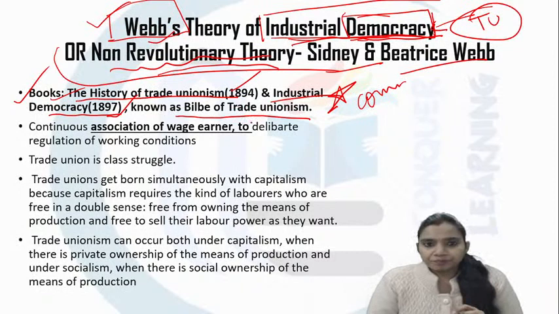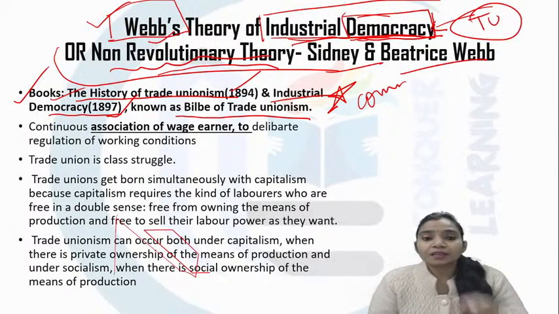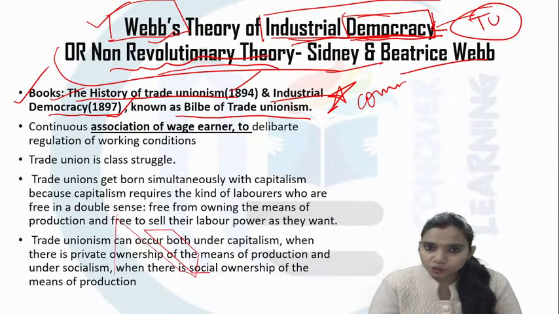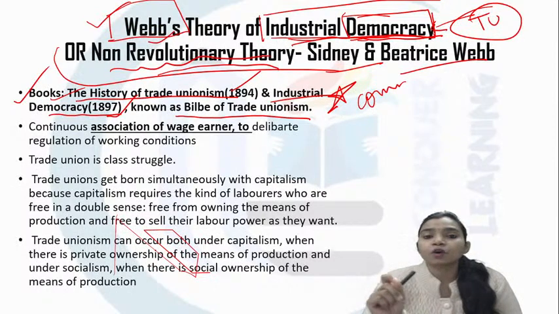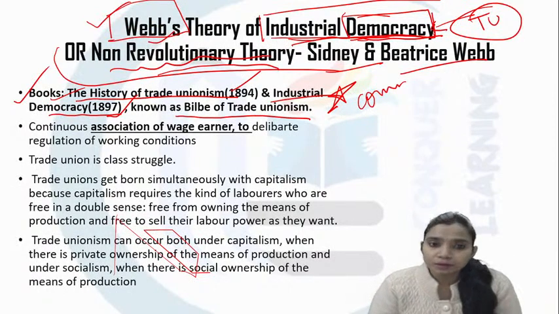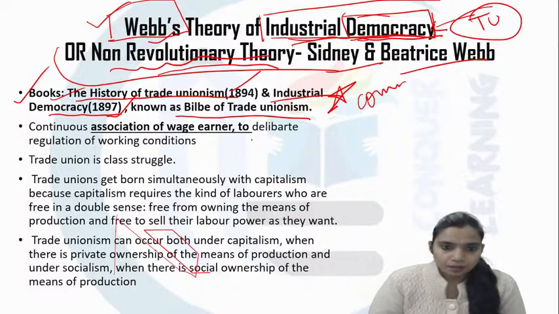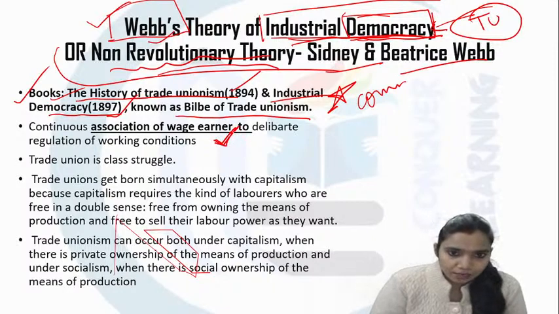According to Webb, what is a trade union? How is the trade union formed? According to Sidney and Beatrice Webb, how and why is this trade union formed? To explain that, they have given industrial democracy, or a theory called the non-revolutionary theory. According to them, the trade union is nothing but an association of wage earners. This definition is very, very important.